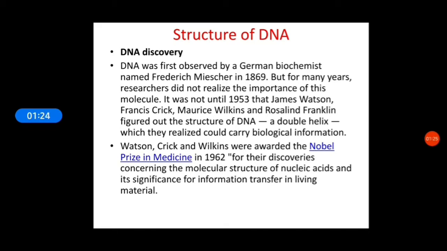Initially, this acid was reported to be only in the nucleus of cells, hence it was named nucleic acid. However, it was later realized that it is present in other parts of the cell too. Also, Watson, Crick, and Wilkins were awarded the Nobel Prize in Medicine in 1962 for their discoveries concerning the molecular structure of nucleic acids and its significance for information transfer in living material.